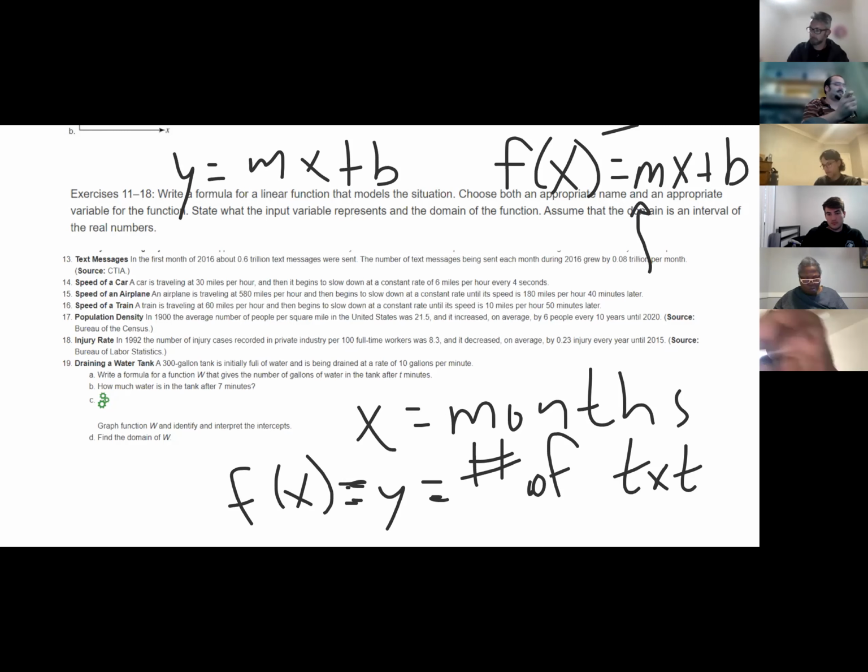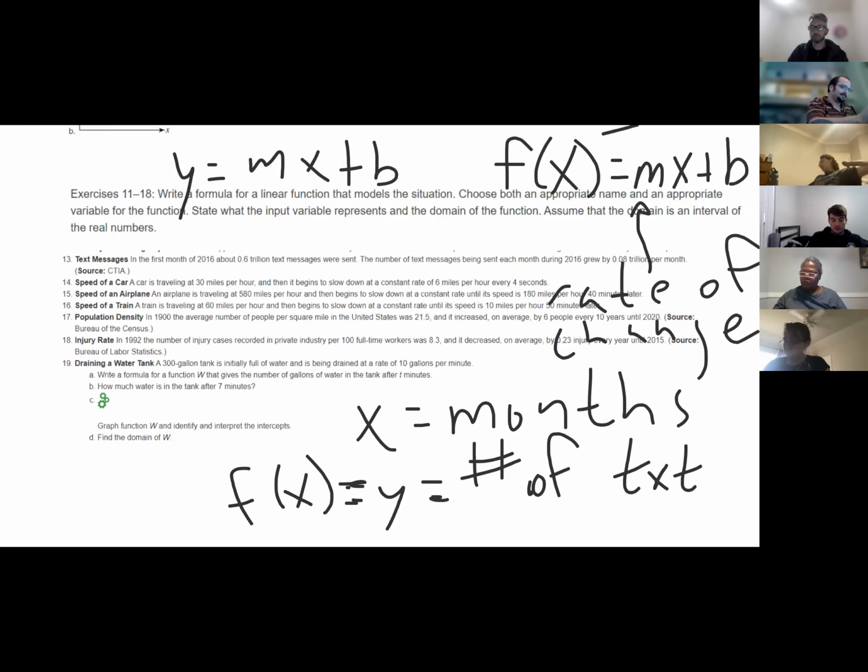and we've used it, it's my rise over my run. If I'm talking about a word problem, we've used that word. It's the rate of what? Change. It's the rate of change. So if I know what the rate of change is, the rate of change is the text messages per month. Yeah, they give us that in the problem.